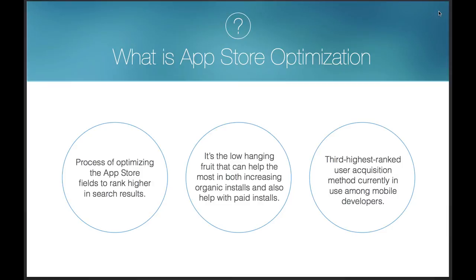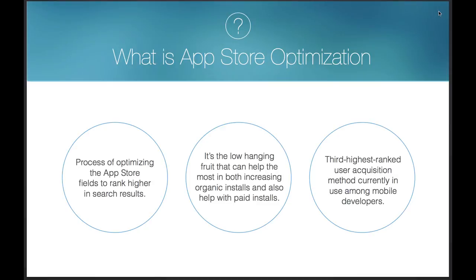App Store optimization is the process of optimizing the App Store fields to rank higher in search results. It's low-hanging fruit that can help the most, both increasing organic installs and also helping paid installs, which is a great conversion rate between paid and unpaid downloads. We can probably talk more about paid installs next week or another week. And third, it's the highest-ranking user acquisition method currently in use among mobile developers, which many companies don't utilize or don't know how to do.